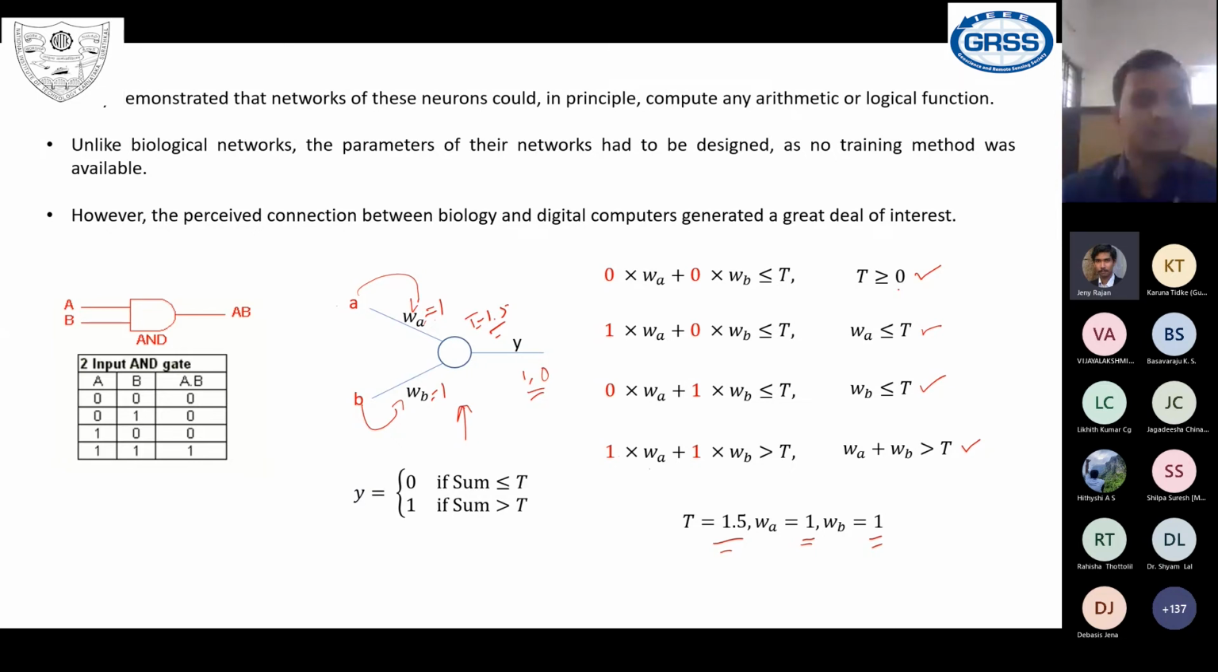So see how we designed this AND gate. We considered these 4 inputs, and based on these 4 inputs we have a system of equations here. If you look at this equation, when both inputs are 0, you will get this equation, which says that the value of t should be greater than or equal to 0. So you can take any value greater than or equal to 0 as the value of t. But it should also satisfy the other conditions. So here we have 4 equations, and you can select values of WA, WB and T that satisfy all these 4 equations.